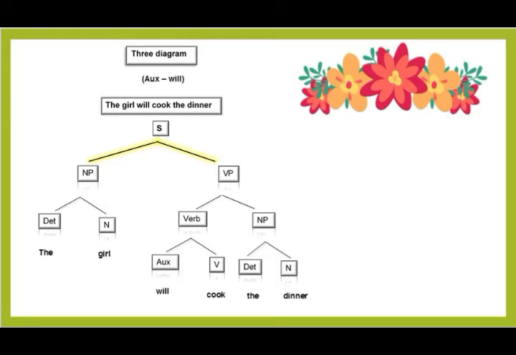So now, what is "the dinner"? It's a noun phrase. Why is it a noun phrase? Because we have a determiner, in this case "the," and "dinner" is a noun, right? As you can see, the auxiliary is derived from the verb phrase. So that's it.